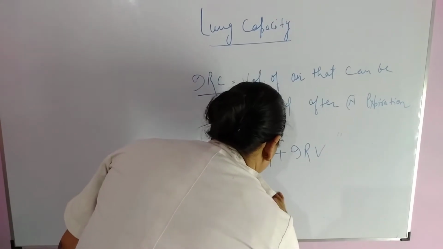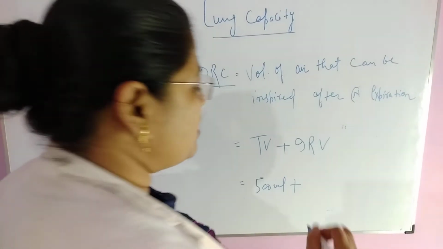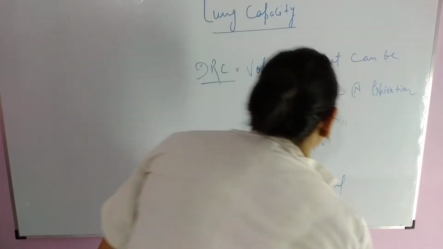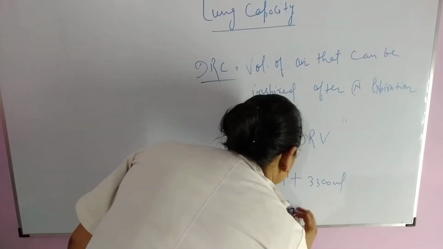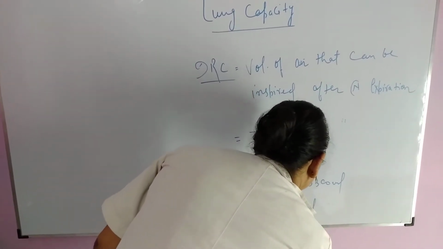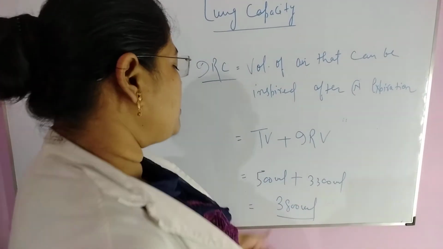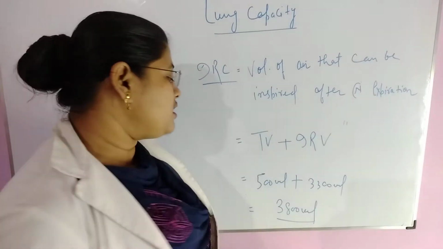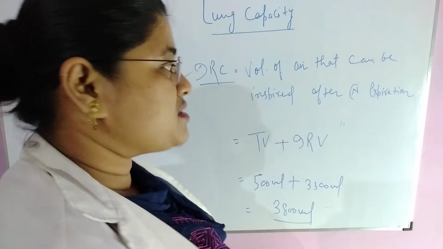Tidal volume is 500 ml and IRV is 3300 ml. So inspiratory reserve capacity is 3800 ml. IRC is 3800 ml after combining 500 ml and 3300 ml. So this is about inspiratory reserve capacity.